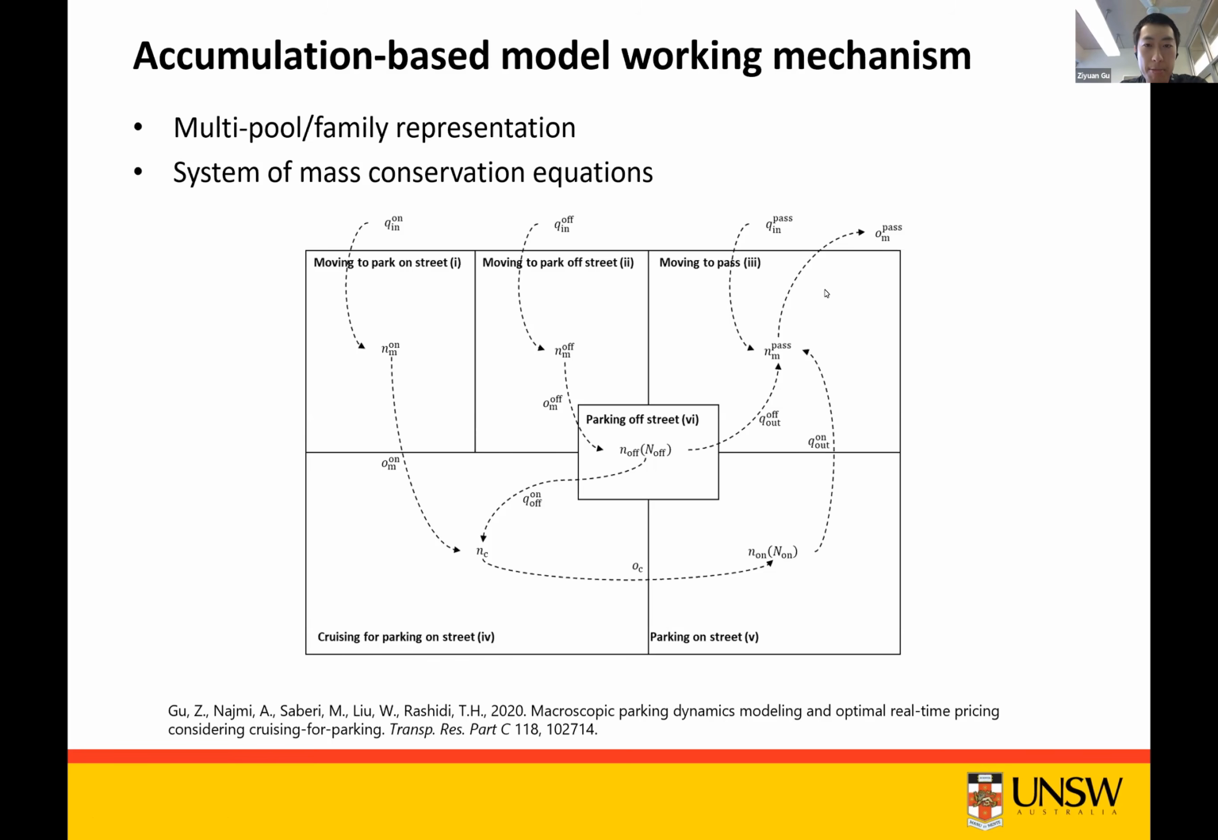For this single region with multiple families of vehicles, their flow interactions are indicated by the dashed arrows in the figure. Based on this graph, we can establish a system of mass conservation equations to describe the system dynamics of this single region. That's the working mechanism of this accumulation-based model.